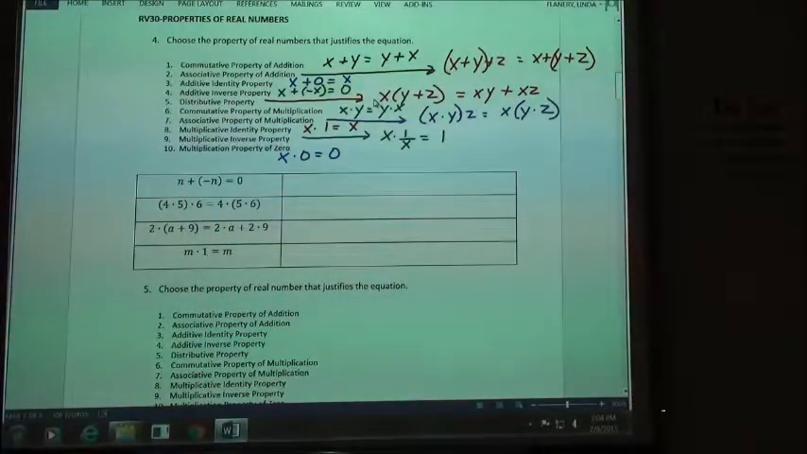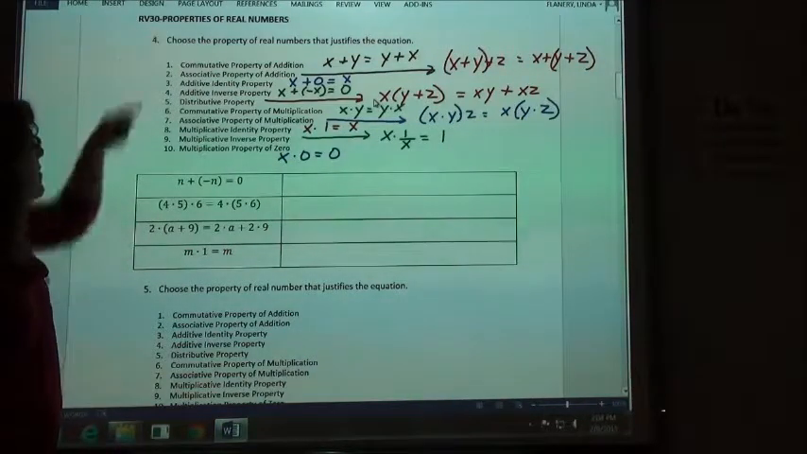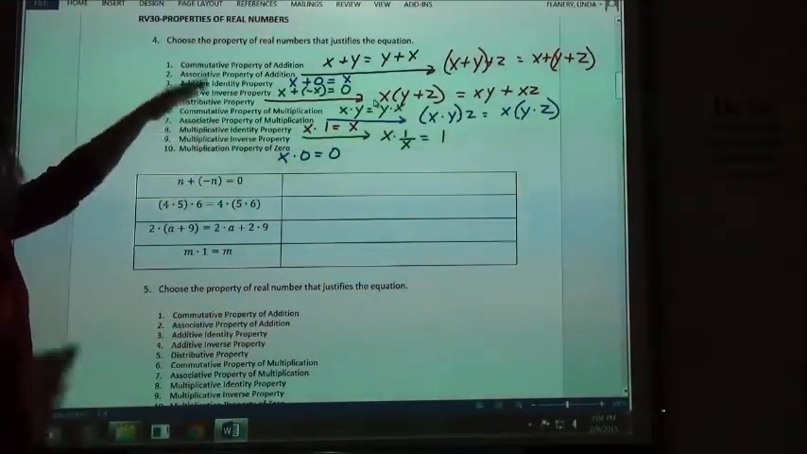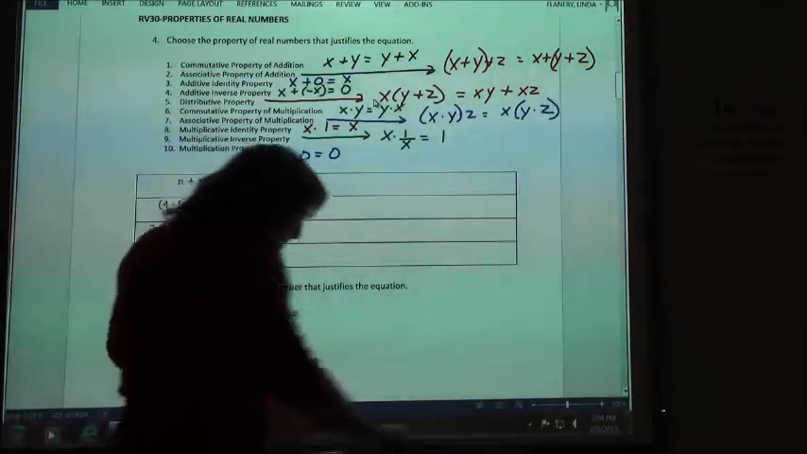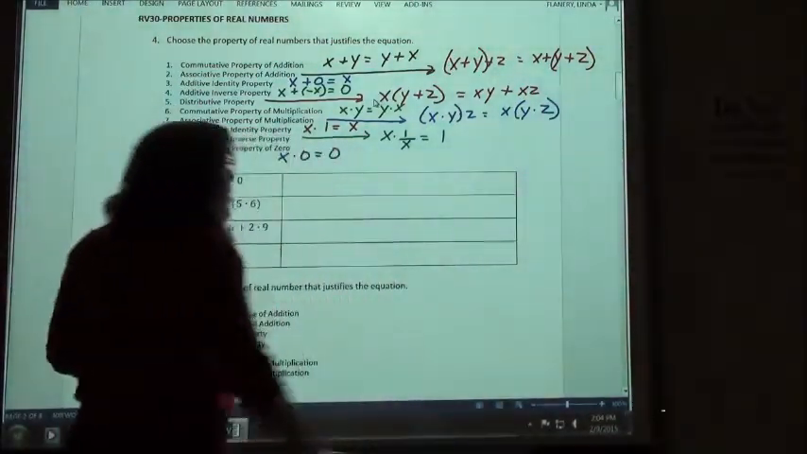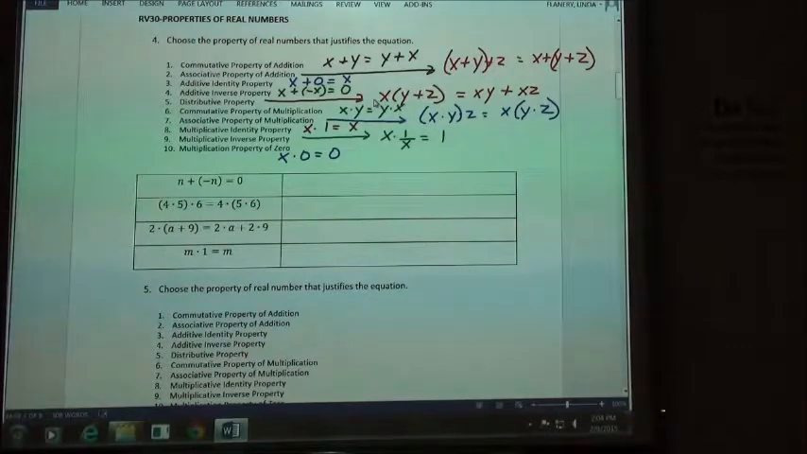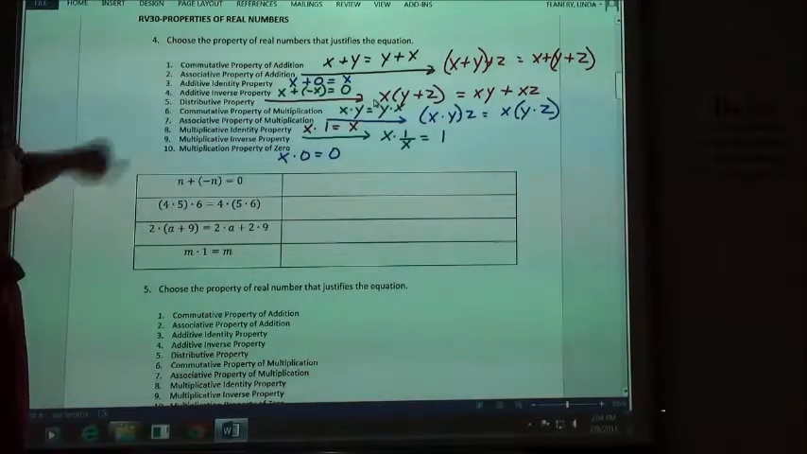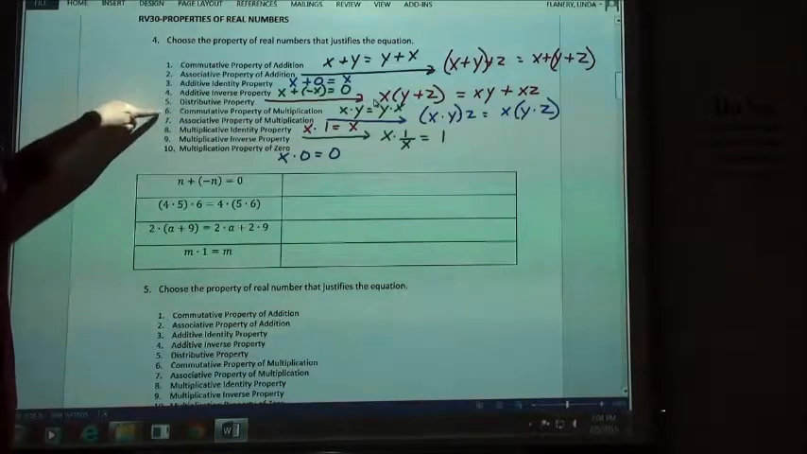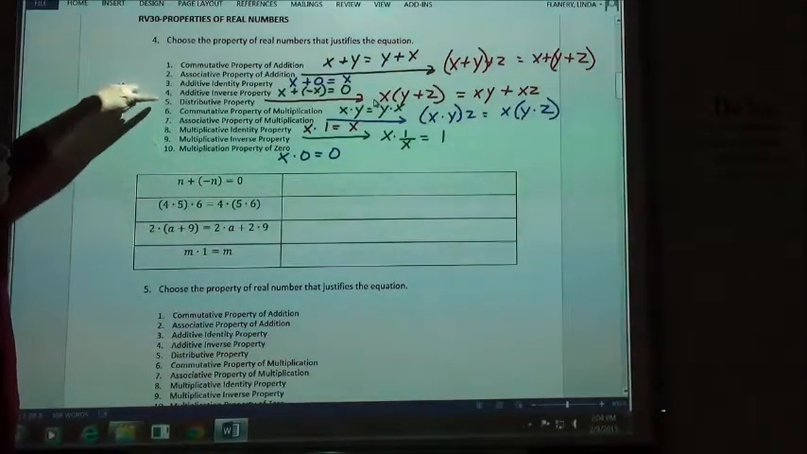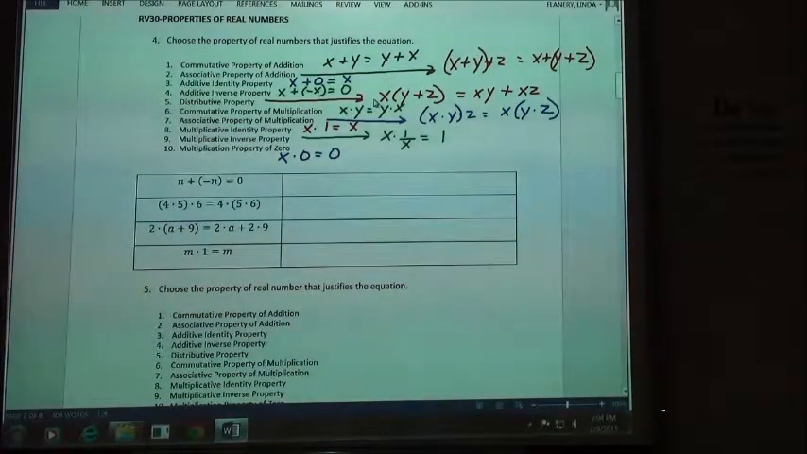So if you go on the resource pages and print out RV30, properties of real numbers, it's going to have the words in there along with the examples. So if you're having a hard time, make sure you print those out. Otherwise, what I do is I look to say, am I adding? If I'm adding, it's 1 through 4. Am I multiplying? If it's multiplying, 6 through 10. Or do I have both adding and multiplying? Because then it's probably the distributive property.